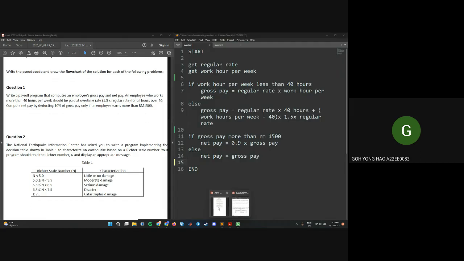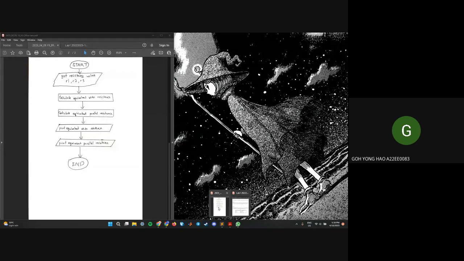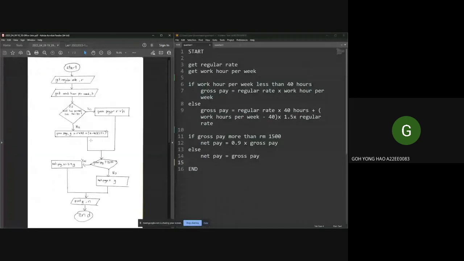I will move on to the flowchart. It is almost the same as the pseudocode. We start, then get the regular rate, get work hours per week. Then we use a diamond shape because of the decision. If the work hours are less than 40 hours, then gross pay equals R times H, and vice versa.